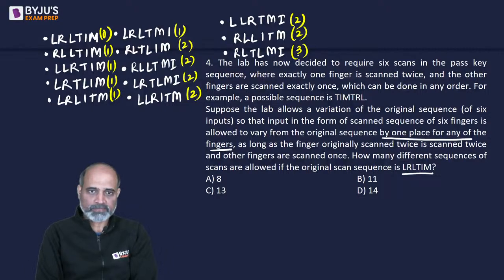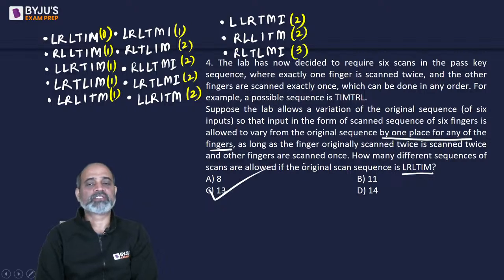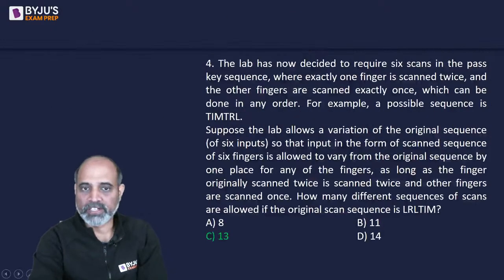4 हम नहीं कर सकते. So 5 plus 5 plus 3, a total of 13 such cases are possible, including the original one, because it says original scan है, उसके कितने different scans हो सकते हैं. Right? Is there any two sequence that is exactly the same? LRLTIM, LRLTIM. No, sub-unique words, right? So 13 cases, 13.